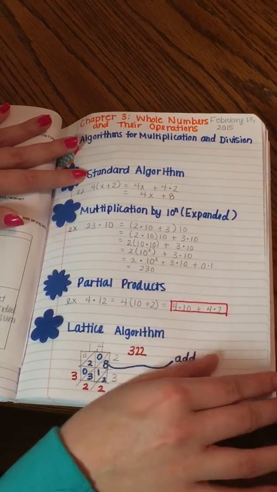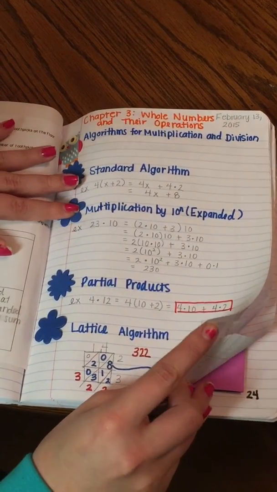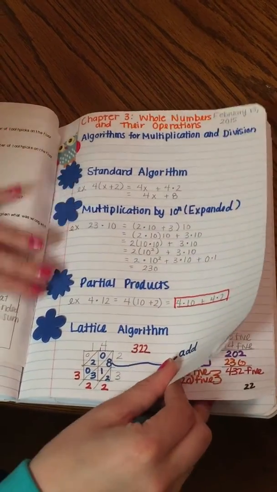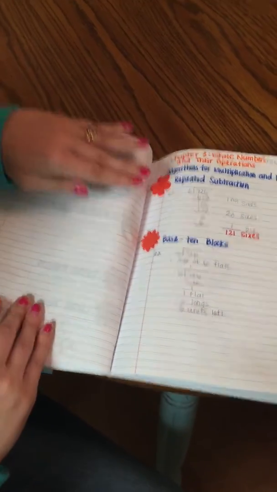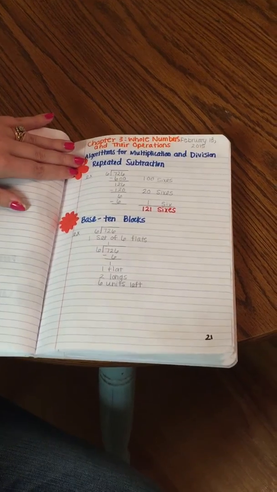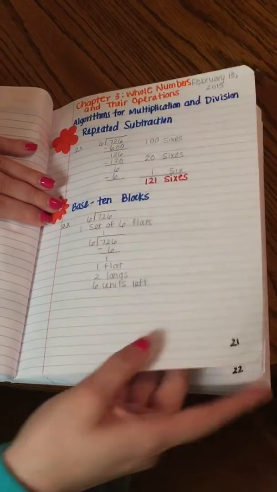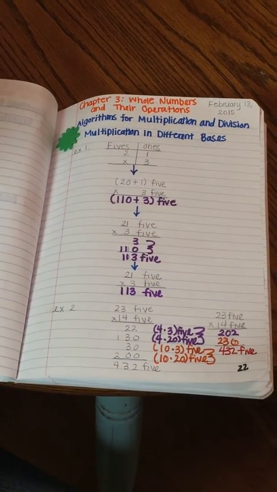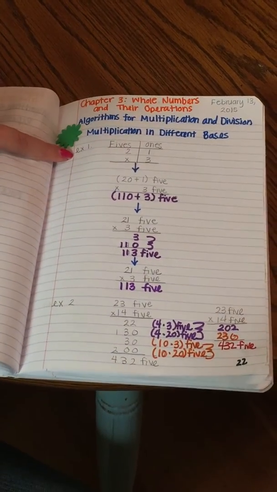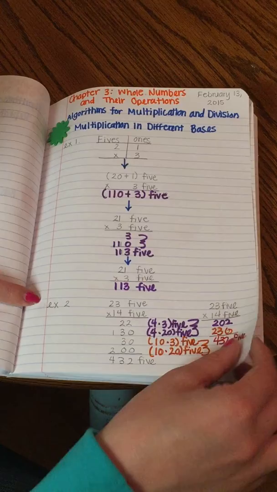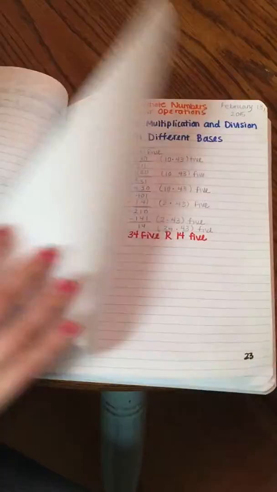And now we move on to algorithms for multiplication and division. I have an example of the standard algorithm, multiplication by base 10 expanded form, partial products, and lattice algorithm. And now I have the repeated subtraction and base 10 blocks. And finally, we have multiplication in different bases. I have the first example here and the second example here using 2 different methods.